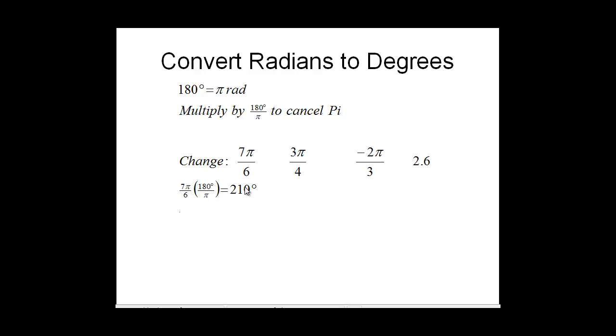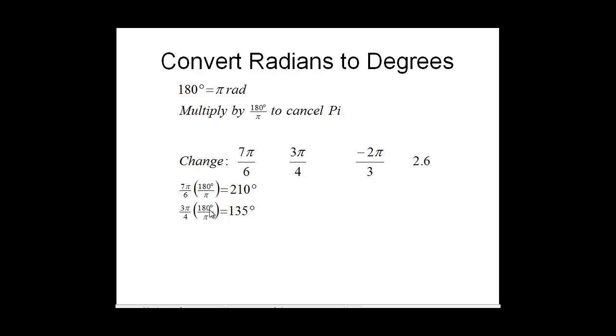We want a degree answer. If you put the 180 in the bottom, the degrees go away. So to get the degree to come in to our answer, you put it on the top. 7 times 180 divided by 6 should be 210. And again, the pi's cancel. 3 pi over 4, multiply by 180 divided by pi.